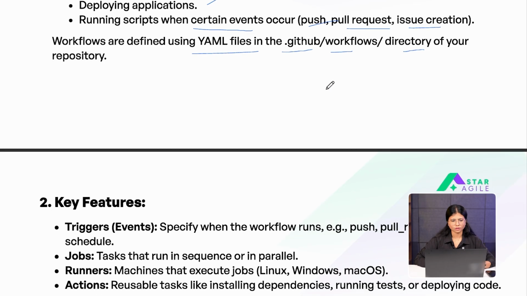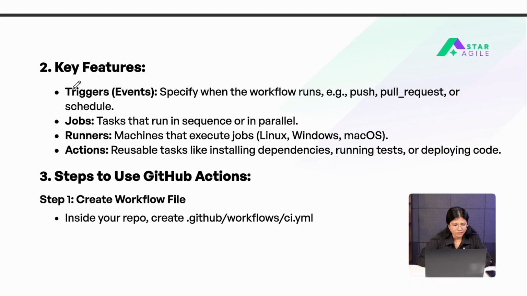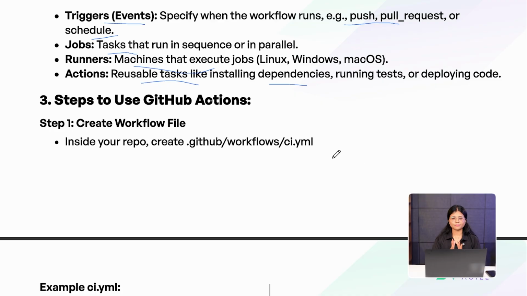We will also see the key features of this. One, trigger events, which specify when the workflow runs, for example a push or pull request. It also schedules your jobs. Jobs tell you where your tasks run, in sequence or in parallel. Runners are the machines that execute jobs, like Linux, Windows, macOS, and more. Actions are reusable tasks, like installing dependencies, running tests, or deploying code. And we have some steps to be followed here.